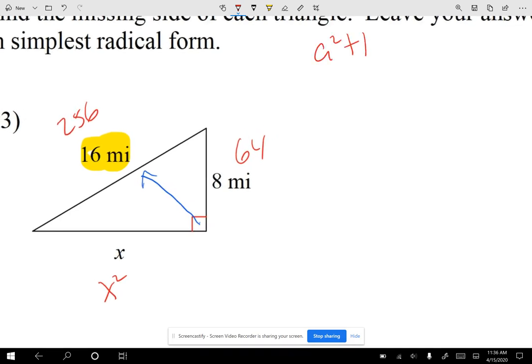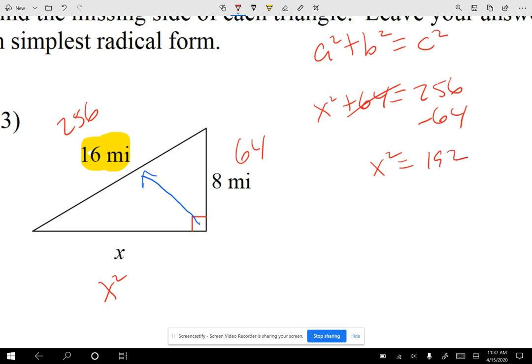Remember, when I'm thinking of a squared plus b squared equals c squared, which one's my a and my b? It doesn't matter. So I'm just going to go x squared plus 64 equals 256. Do not square them again. You already did. All right, let's subtract 64 on each side. So I have that x squared equals 256 minus 64, which is 192. So that means that x equals the square root of 192.